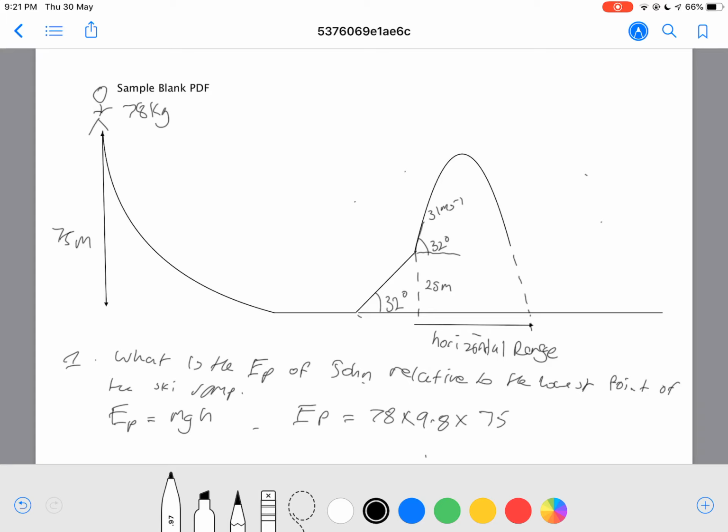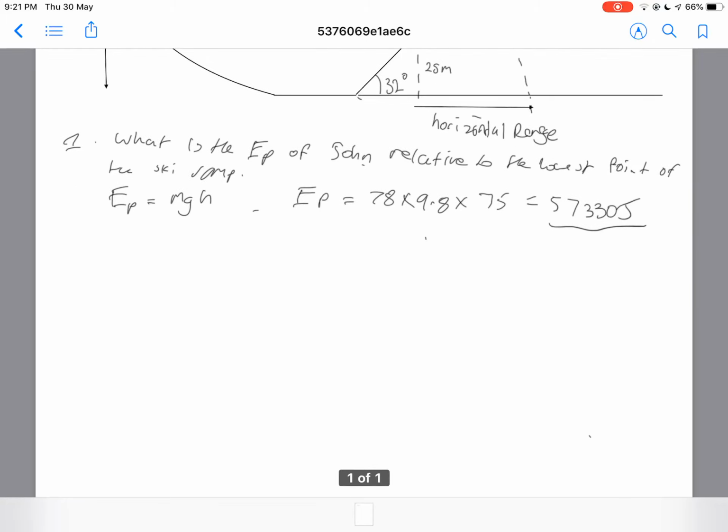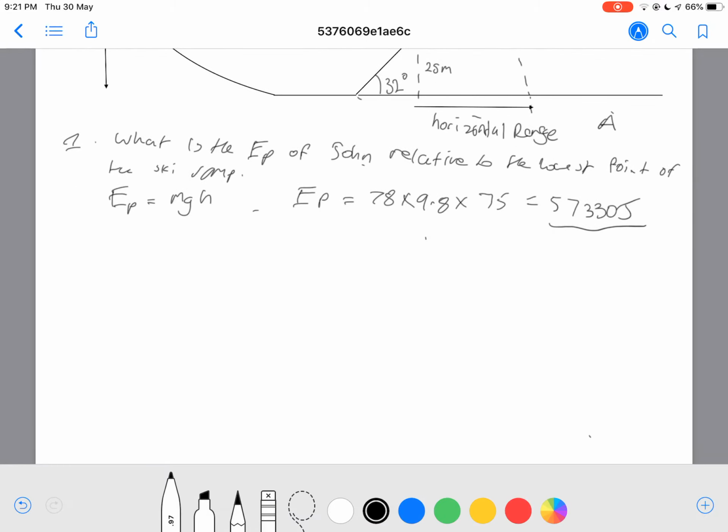Plugging this into your calculator, I should get EP equals 57,330 joules. That's your gravitational potential energy here, and this should only be an Achieved question. Alright, moving on.